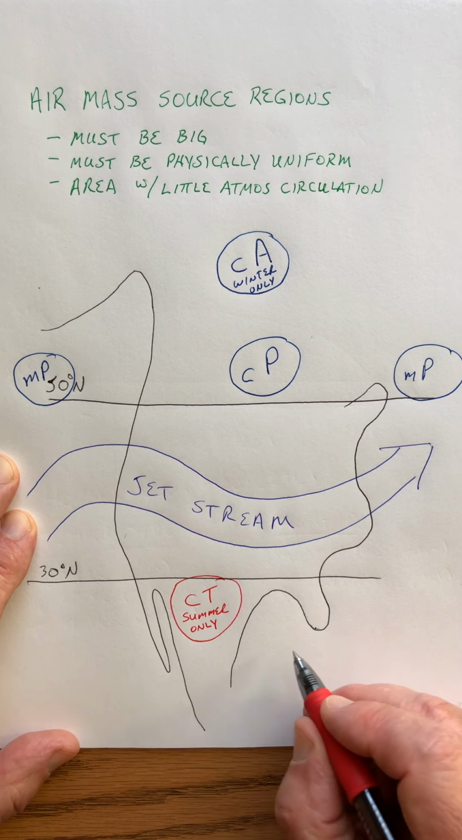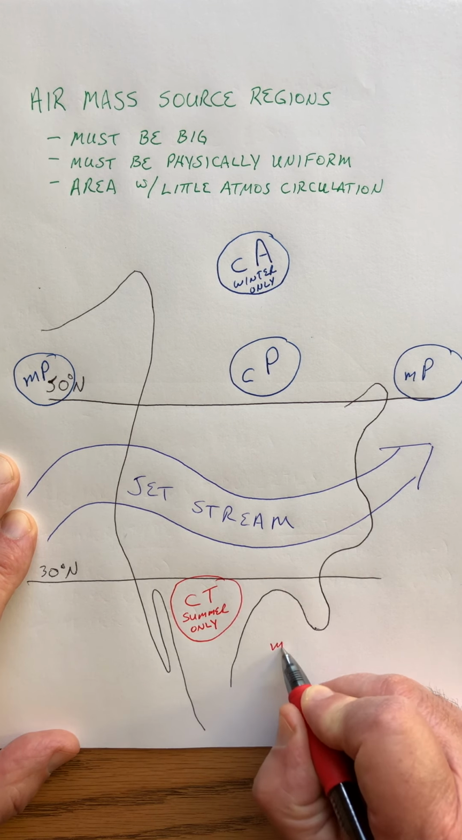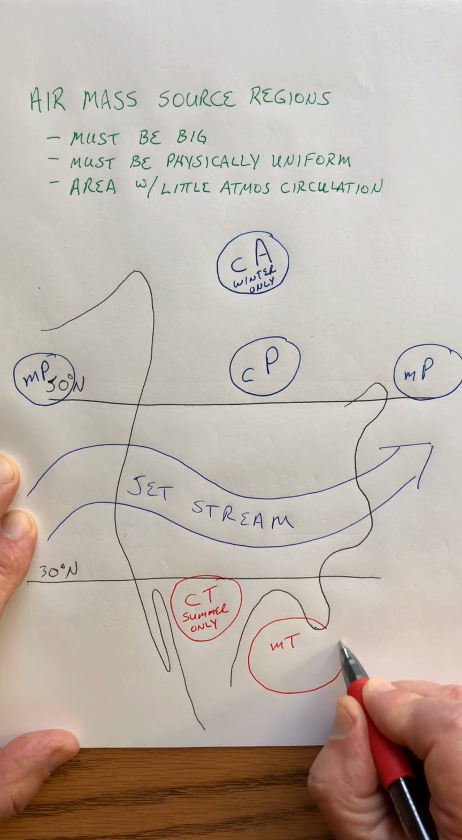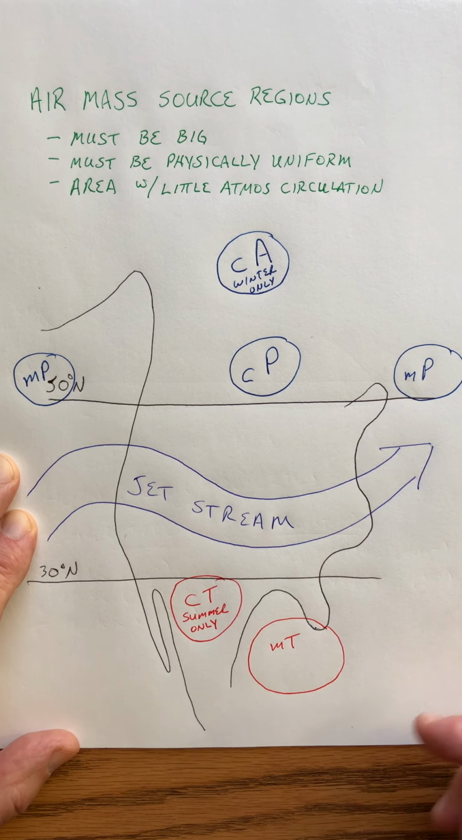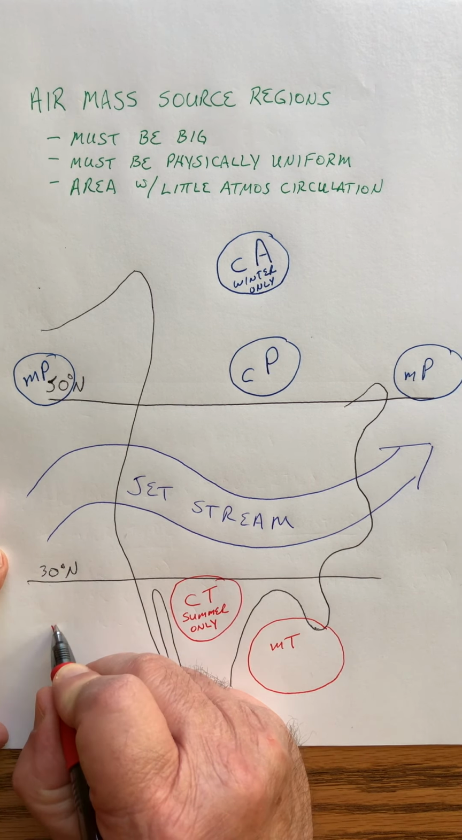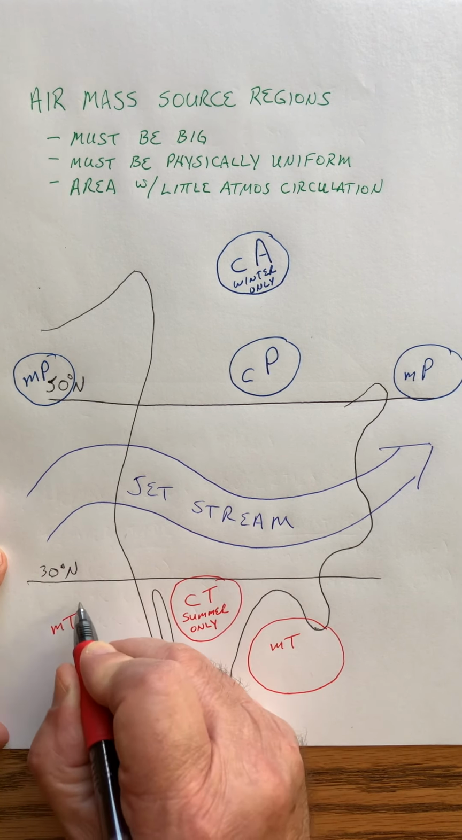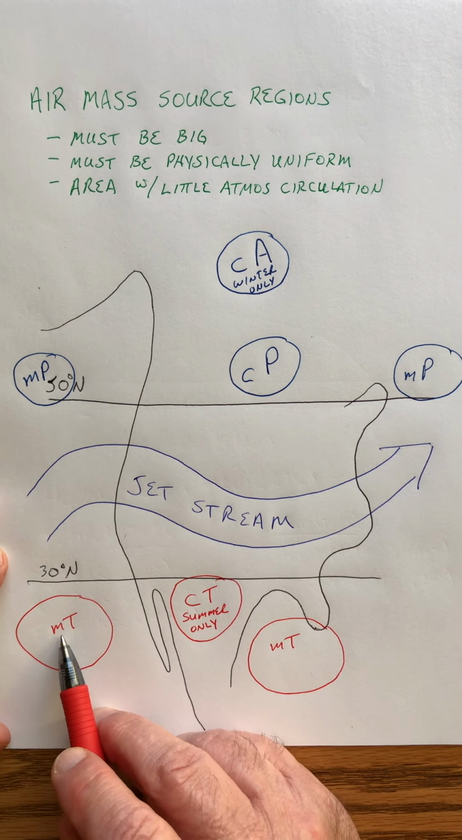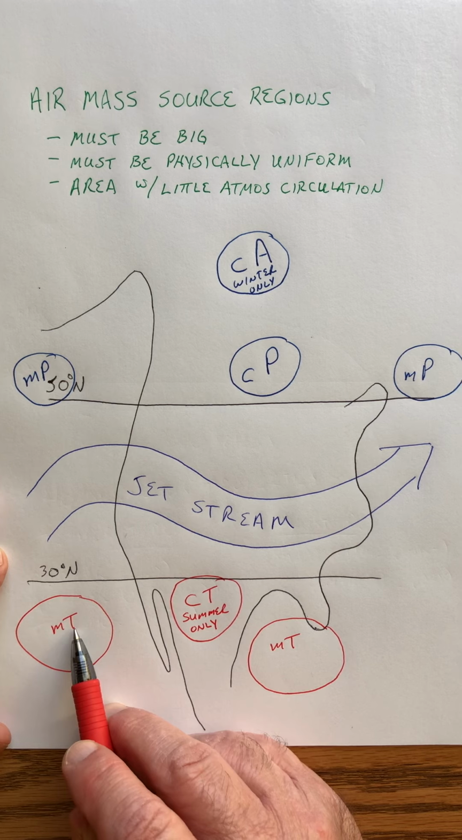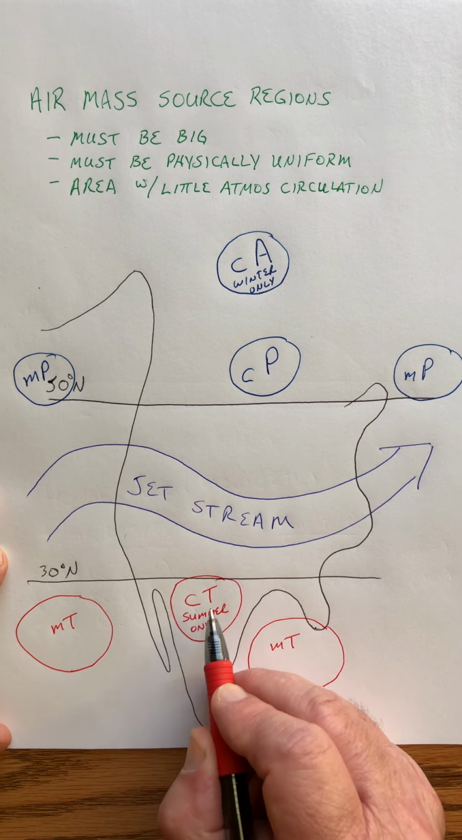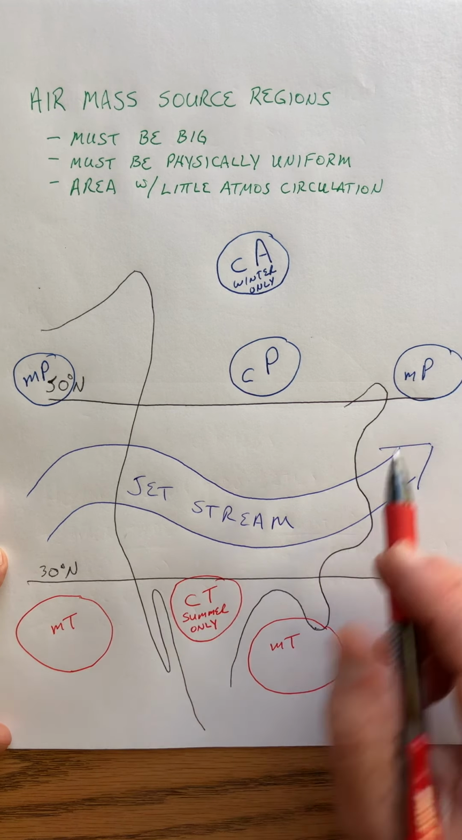Okay, and then we've got maritime tropical. So that's going to form pretty much over the Gulf of Mexico and over the southwestern Atlantic, and another maritime tropical in the eastern tropical Pacific. Okay, so again, maritime means it's moist, tropical means it's warm. Continental means it's dry, tropical means it's warm.